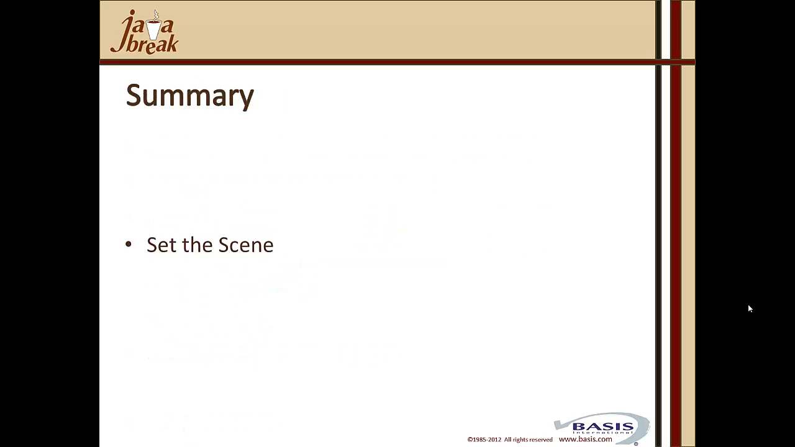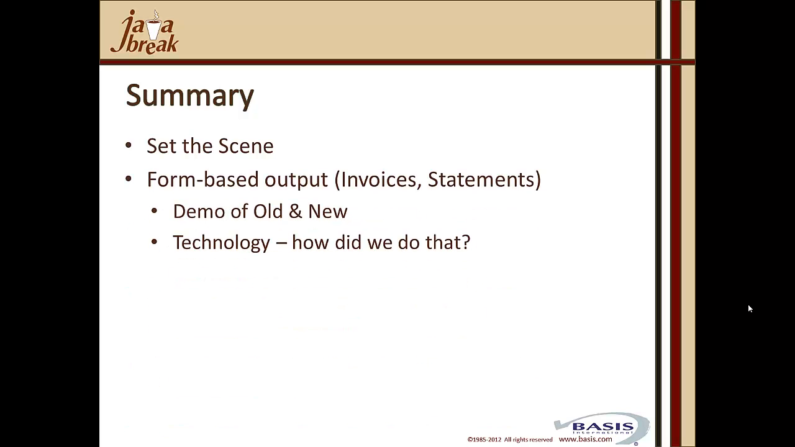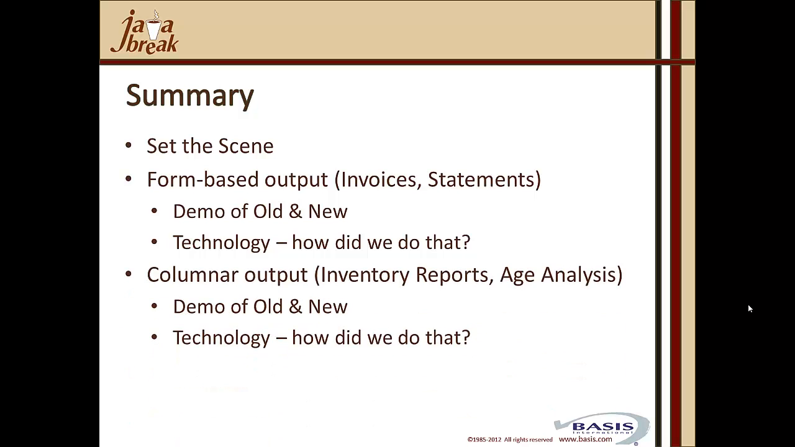So in summary today, what have we covered? We've set the scene. We've spoken about outputting of data as a fundamental component to any business application system. We've spoken about two different types, form-based output with invoices and statements. We've demoed the old and the new, and we've spoken about the technology. How did we do it? And then the second one, we spoke about columnar or tabular type output. The examples thereof were inventory reports or age analysis, and we looked specifically at the age analysis. We demoed the old and the new, and we looked at the technology behind it. We looked at the underlying source code and showed you how we assign values to the vector rather than implement the print at statements. And then we covered what our needs were to start utilizing iReport and DocOut tomorrow.